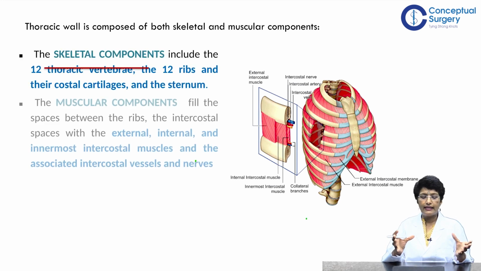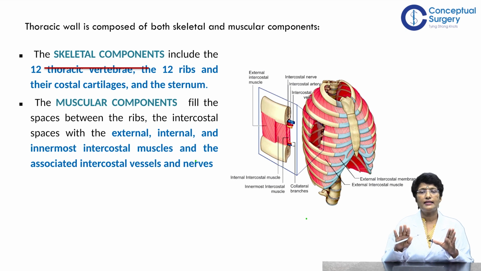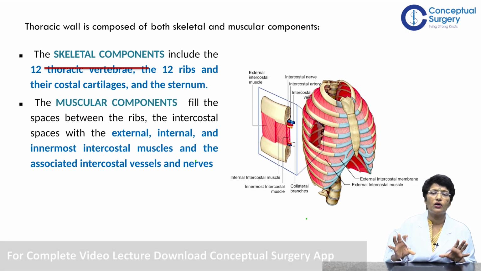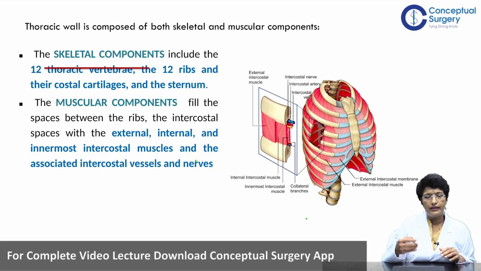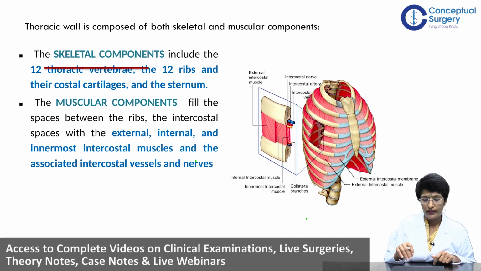So we know that the skeletal component is essentially what? 12 thoracic vertebrae, 12 ribs, their costal cartilages, and the sternum. So that entire ring you should be aware of. And the muscular components fill the spaces between the ribs. So you have the intercostal spaces where you have the external, the internal, and the innermost intercostal muscle, and the associated intercostal vessels and nerves. These vessels are very important. The intercostal vessels will be very important to you as a breast surgeon.